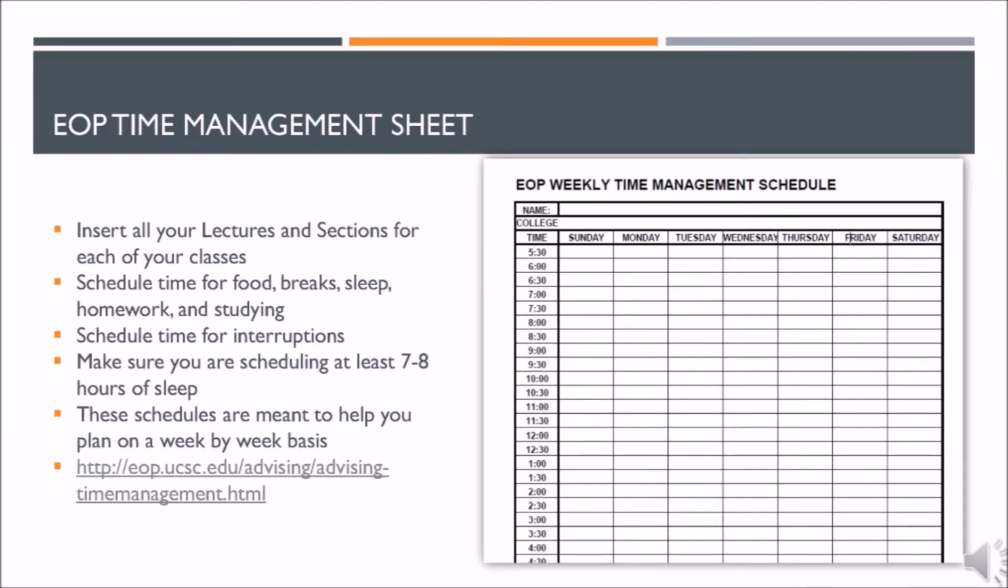Another tool you can use is an EOP time management sheet. You could find this link in the description of this video. To use this template, you must start by jotting down all your lectures and sections. Then add your own blocks of time such as food breaks, sleep, homework, studying, and travel time. You can set up a general template that you can use every week and adjust as needed. You could also get detailed instructions on how to use this by checking out that link.